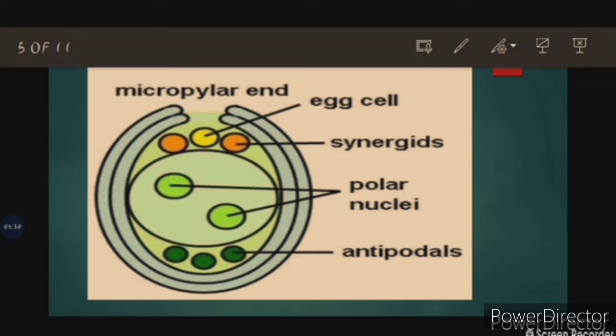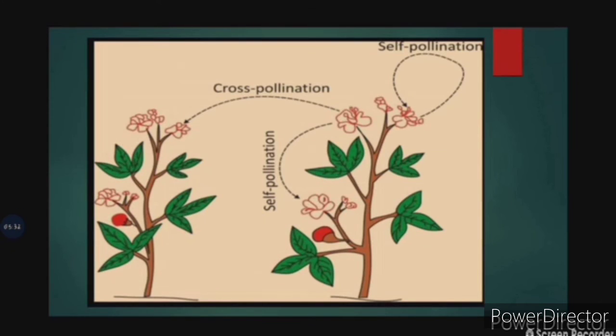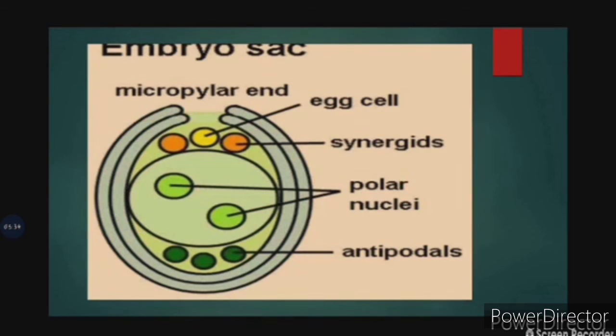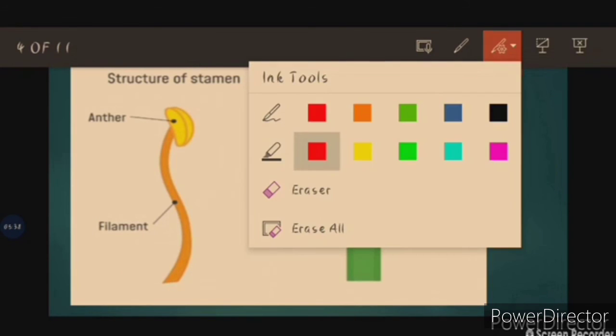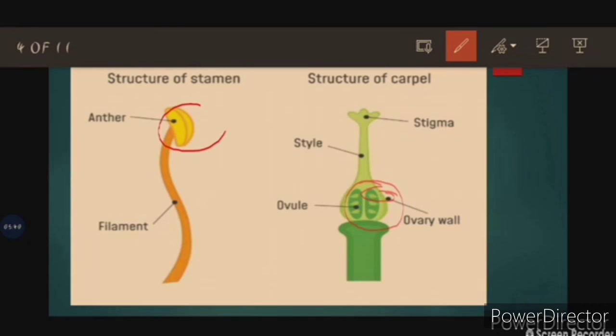Okay, so next we'll see here that in the anther pollen grains are produced, and these pollen grains are the male gametes of the flower. These pollen and ovules are the female gamete. Okay, and these pollen grains are the male gamete, and this is the female gamete, the ovules.